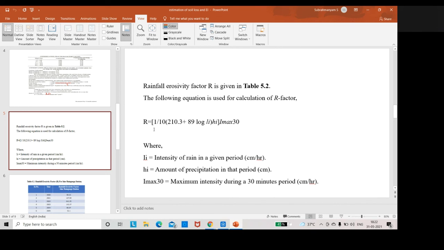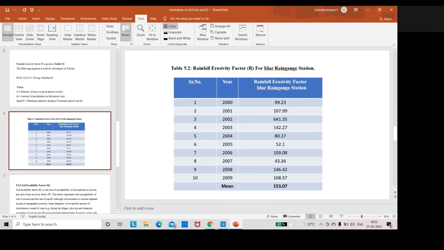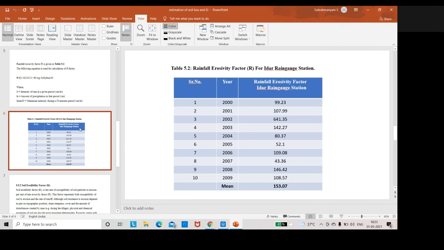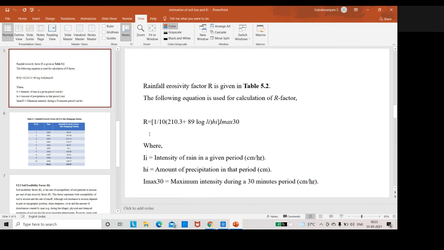R is measured with the help of this formula. R is taken from the rain gauge station. R is measured with the help of this formula, or otherwise taken from the fixed, already calculated values from the rain gauge station. That is R equal to, this is the formula.